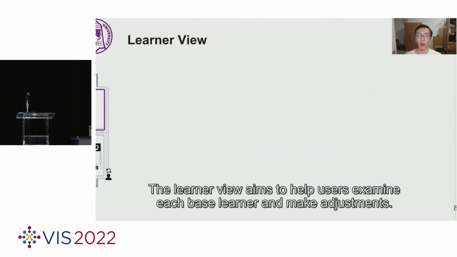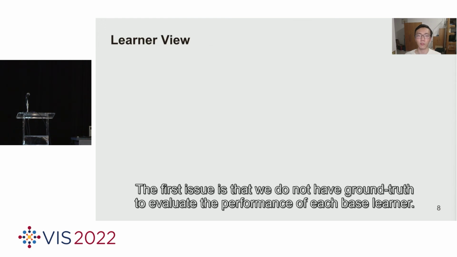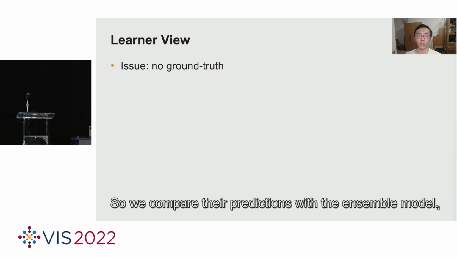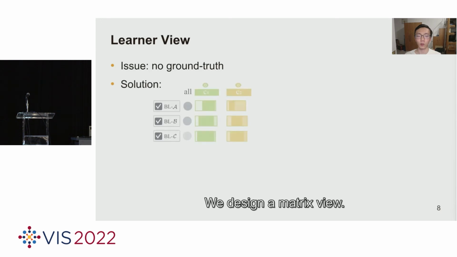The learner view aims to help users examine each base learner and make adjustments. The first issue is that we do not have ground truths to evaluate the performance of each base learner, so we compare their predictions with the ensemble model. We design a matrix view.